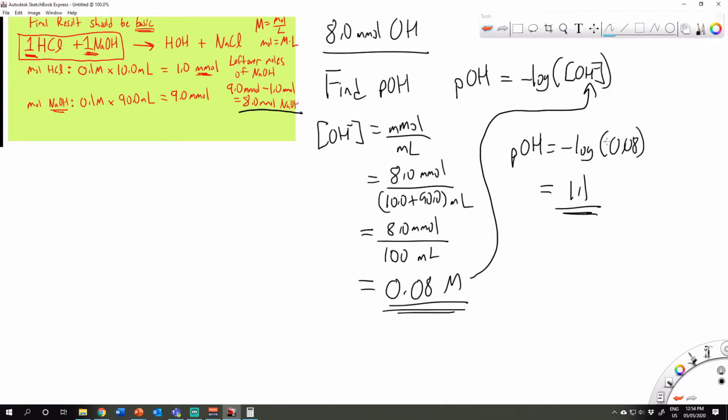Actually, that's about right, because 0.08 is very close to 0.1. So it's approximately 0.1, and the logarithm of 0.1 is negative 1. So the negative log of that would be 1. So this is good. All right. So now we have the pOH. pH, if you remember, pH will be 14 minus pOH.